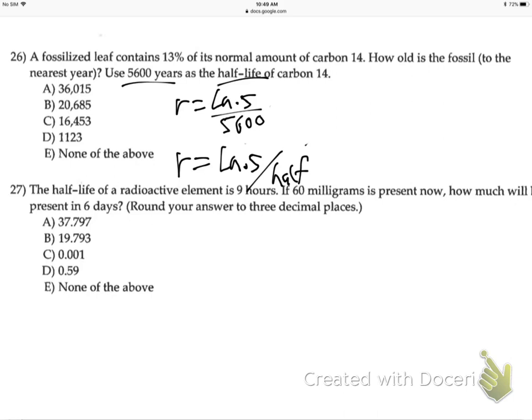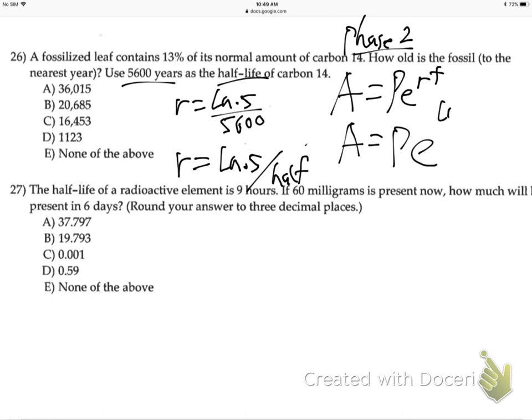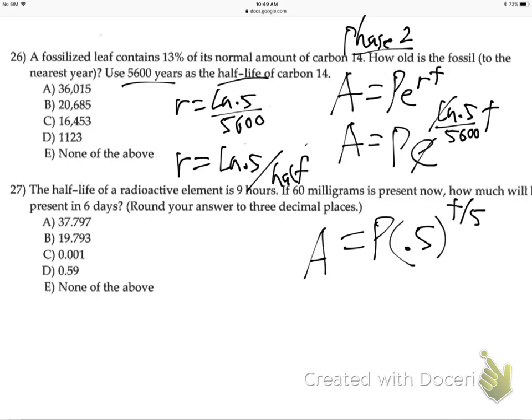You can skip phase 1 when they're giving you a half-life. It's ln 0.5, that's the half, over the half-life 5,600. So now I'm doing phase 2, going right on to it, having already obtained R. So that's going to be P e to the ln 0.5 over 5,600 times T. Same thing, E and ln cancel. The toaster goes away, toast falls to the counter, and that's the 0.5. But the T over 5,600 stays because it was never in the toaster.